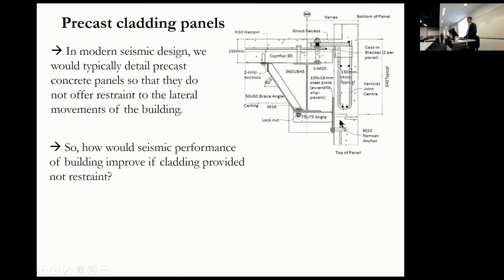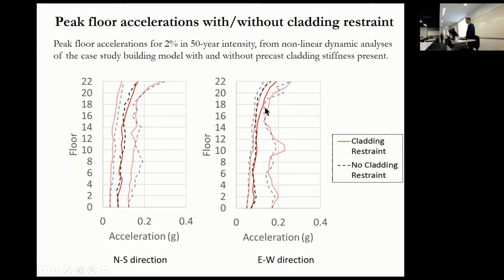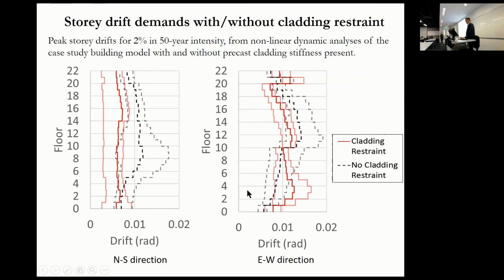So we asked ourselves the question, how would the seismic performance of the building have been affected if the cladding had provided no restraint? Clearly the cladding would have been damaged less. Is this better? So what we did was we reran the time history analyses with and without the cladding panels. We can just take those cladding panels out, rerun the time history analyses, and we get a new set of drifts and a new set of floor accelerations. Where are my floor accelerations? Here. So floor accelerations didn't really change too much. Storey drifts, though, changed quite a bit.